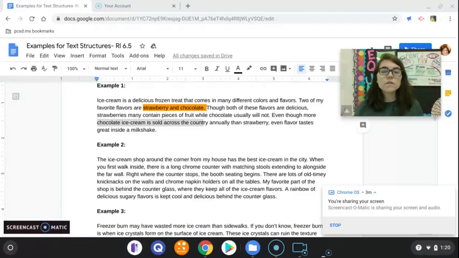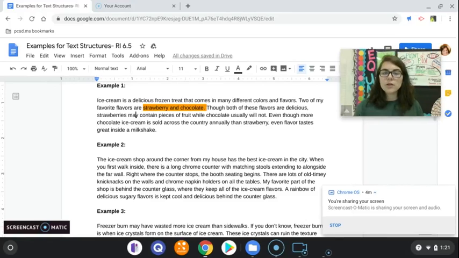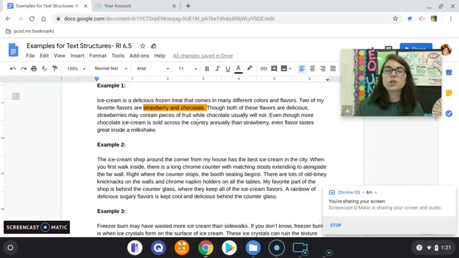Ice cream is a delicious frozen treat that comes in many different colors and flavors. 2 of my favorite flavors are strawberry and chocolate. Though both of these flavors are delicious, strawberries may contain pieces of fruit while chocolate usually will not. Even though more chocolate ice cream is sold across the country annually than strawberries, every flavor tastes great inside a milkshake.